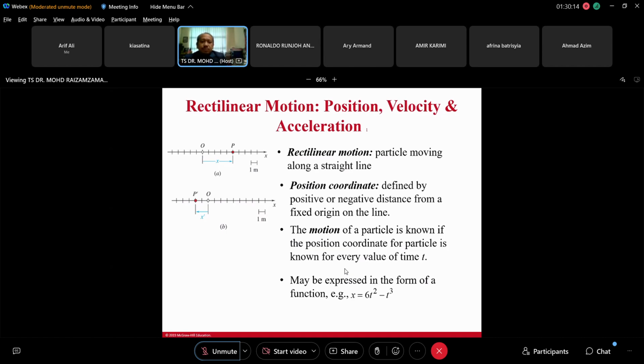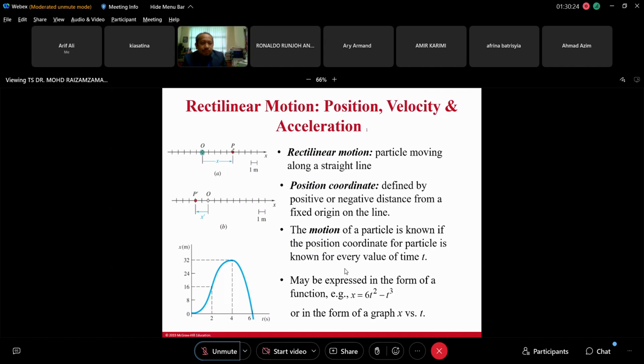If you look at the figures, from 0 to point P, now you have the positive distance. What happened from 0 to P prime? Now you have the negative distance from the fixed origin on the line. And the motion of a particle is known if the position coordinate for the particle is known for every value of time. What does that mean, class?